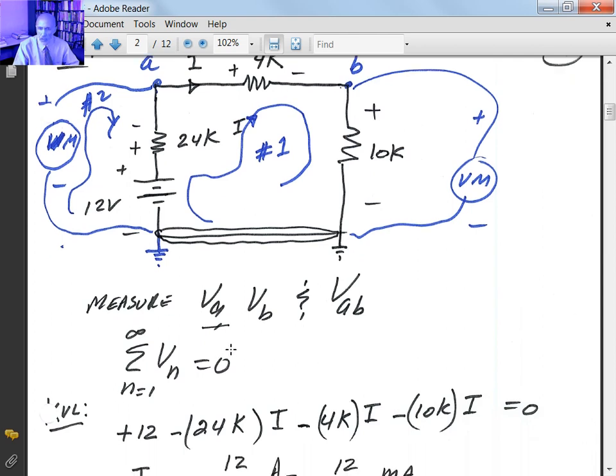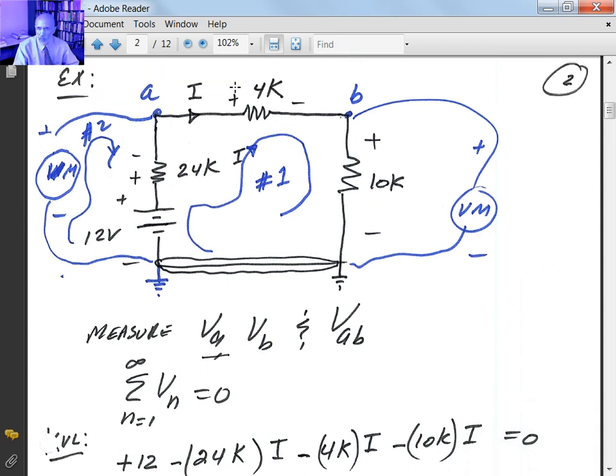So if we start at loop number 1, and I'm going to call this current I, you get a single current going through the whole circuit. I'm going to start from 0 here, minus to plus. By the notation that we use, that's a positive potential. Everything else will be negative because the current is always entering the positive polarity of the resistor or load. So plus to minus is minus. So it'll be minus 24 kilo ohms times the current I. Same thing here, minus 4K times the current I, and then minus 10K times the current I has to be equal to 0.